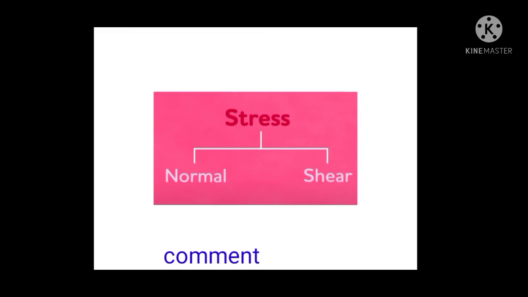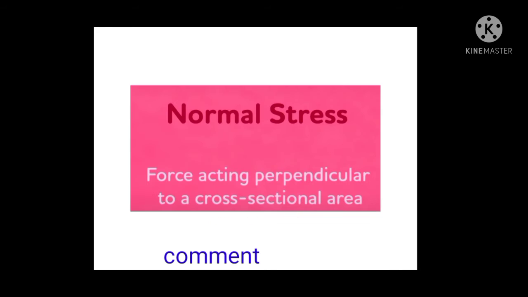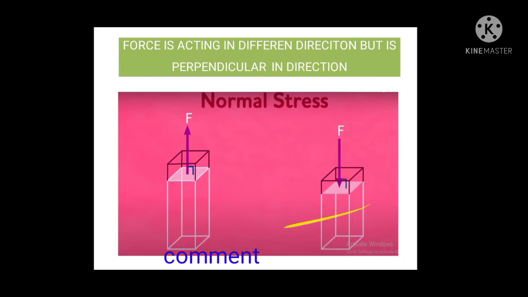Let's take a few examples. Before that, let's learn how stress is divided. Stress is generally divided into normal stress and shear stress. In this chapter, we will only consider normal stress. So let's see what normal stress is. Normal stress is a force acting perpendicular to the cross-sectional area. Now let's see the drawing of it. Force is acting in a different direction but is perpendicular in this direction. You can check figure number 1 and figure number 2.